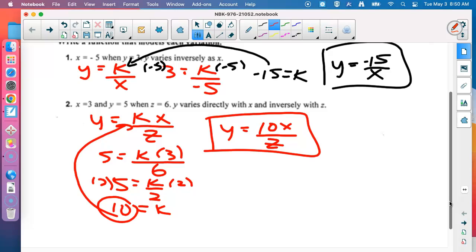Now, when we did the homework, there were always follow-up questions where it would say, write this and then put x is 5 and z is 2 or something like that in there. We're not even doing that. This is just write the models. So, step 1, find k. Step 2, substitute k in. Those are our 2 little steps for our direct and inverse and joint variations that we talked about.